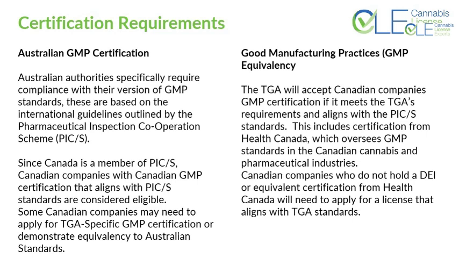So let's look at the equivalency for good manufacturing practices. The TGA is going to accept Canadian companies and LPs that have a GMP certification as long as it meets those TGA requirements under the PIC/S standards. This includes certification from Health Canada, which is why a lot are pursuing DEL at the moment. And if you don't hold a DEL or an equivalent from Health Canada, you will need to apply for a license that does meet the TGA standards.